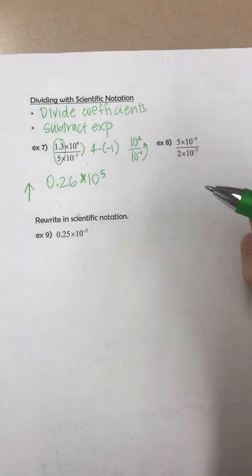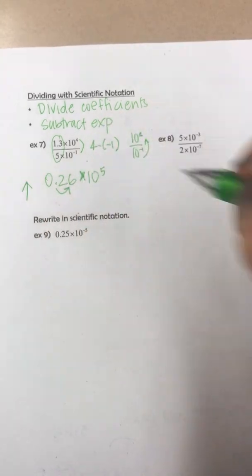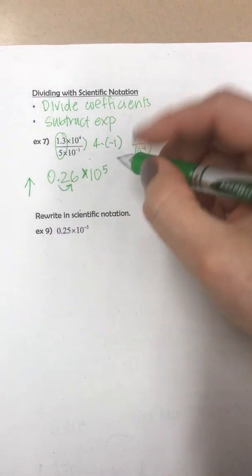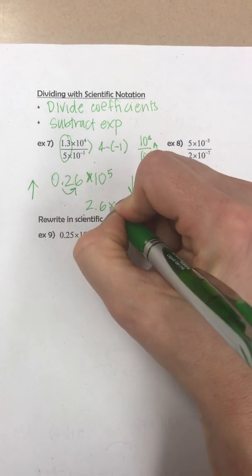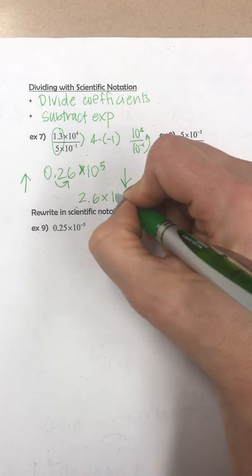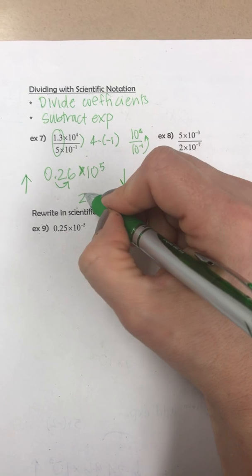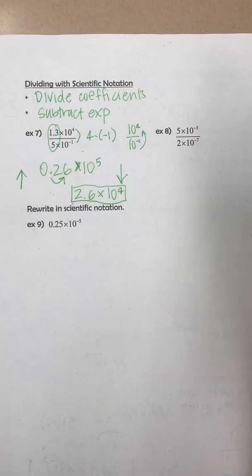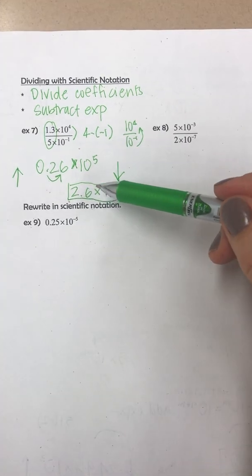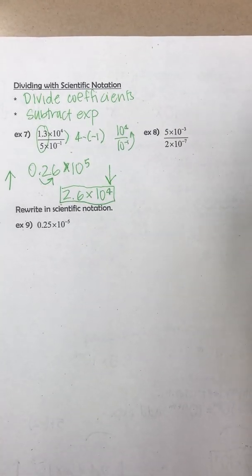It needs to be a 1-digit number. So I need to move that over once. If I move that one bigger, this one's going to get smaller by 1. So 2.6 times 10 to the 4th. Okay. So 2.6 makes sense because it's in between 1 and 10.